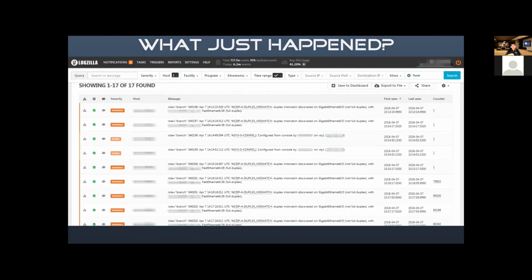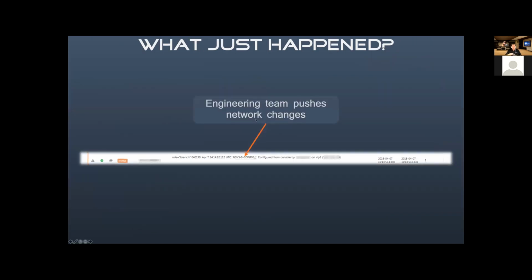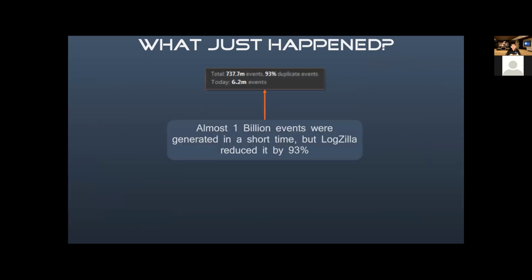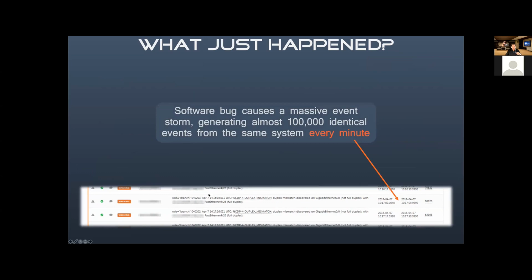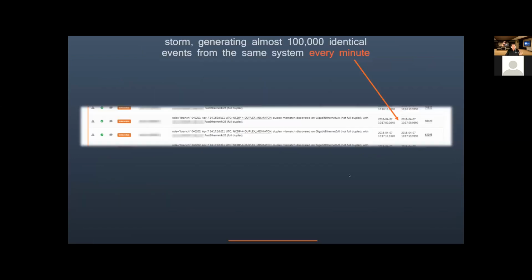So what just happened here? This is a screenshot from a real customer. You can see some of the stuff blurred out here. Their engineering team had pushed out a change, and in a short period of time, almost 1 billion events were generated. 93% of those were duplicate events. And you can see down here that a single box was pushing the exact same event over and over again. In 1 minute, it did 70,000. In the next minute, it did 90,000. Next minute, 62,000.